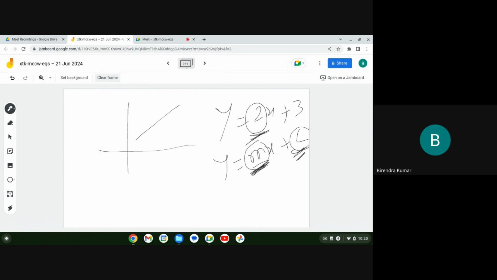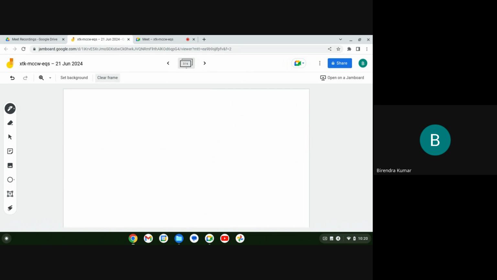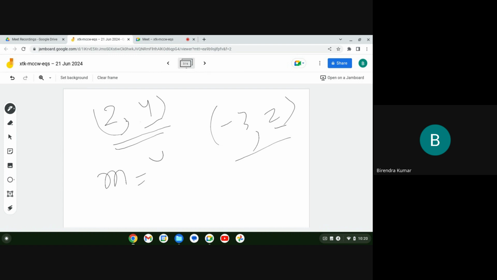Or else if somebody says you can draw a line with the first point (2, 4) and the second point, let's say, (-3, 2). You can draw a line between these two and find out the slope of this line. Very easy. Consider this the first point and this the second point. Let's see what is the change in value of y. y changed from 4 to 2, so 4 minus 2 is the change in y. What is the change in x? It changed from, oh sorry, my bad.